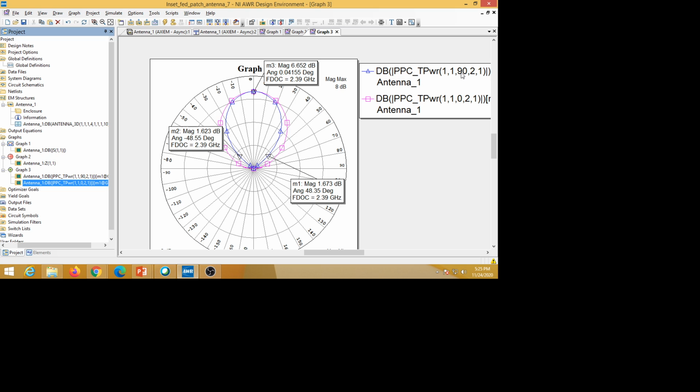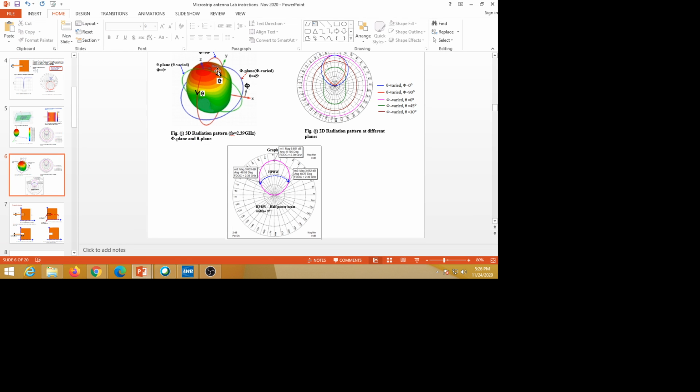So what is this? Phi 90 degree, this is the blue color one. Phi 0 degree we have, this red color one. So these are the plots. Okay, when you take a cross section along this x direction, and see from here, if you take along this plane, the red color plane, that is phi is 90 degree.